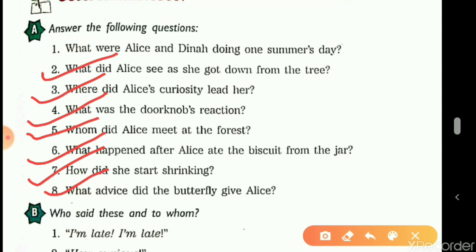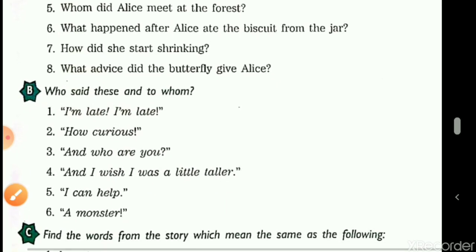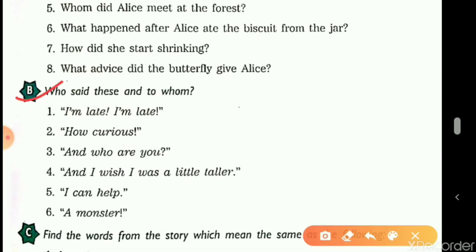So, children, these were the questions and answers. I hope you all have understood. Now, I'll revise exercise B. Who said these and to whom? The first statement, children, is, I'm late, I'm late. The white rabbit said to himself, because he was muttering, I'm late, I'm late.